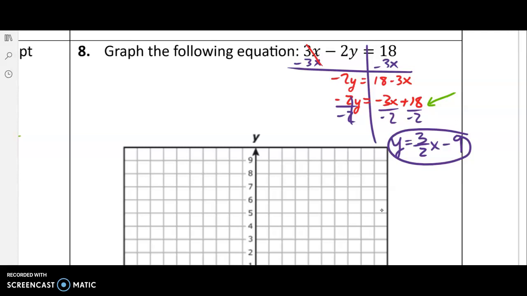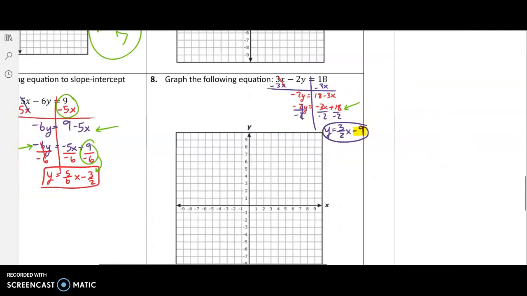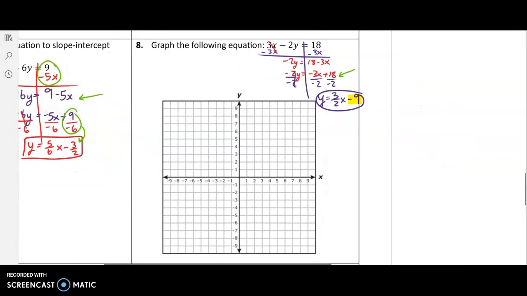And then now we are actually able to graph it. Our y-intercept is -9, and remember that's where we start. So let's plot a point at -9. Okay, and we're rising 3 from the slope, right? 3/2 is our slope. It's positive, so we're going up. And remember, we always go right. So rise 3, go up 3, right 2, up 3, right 2, up 3, right 2, etc.